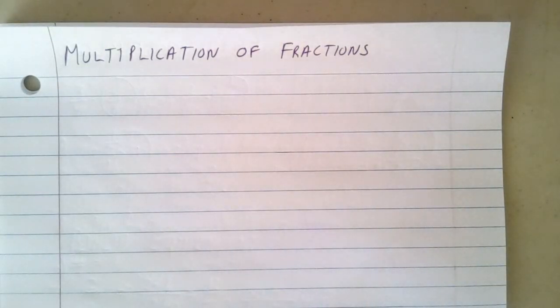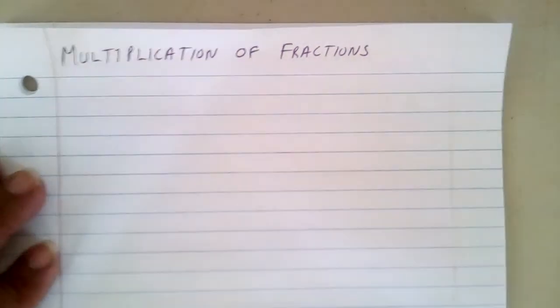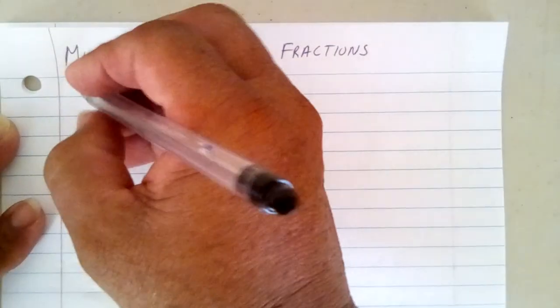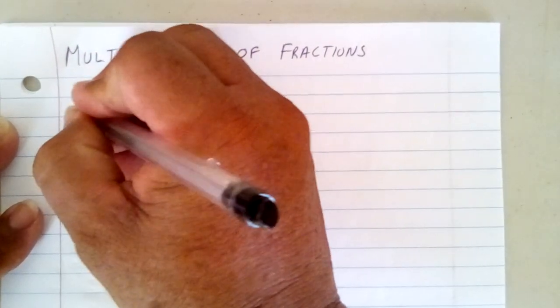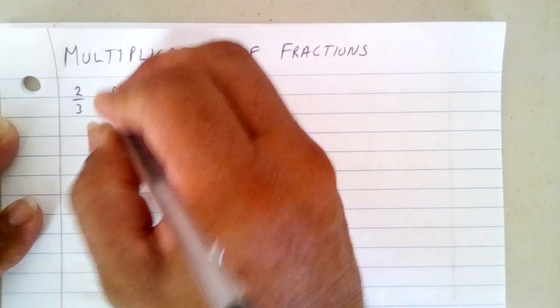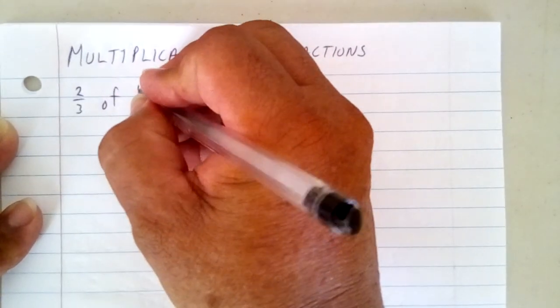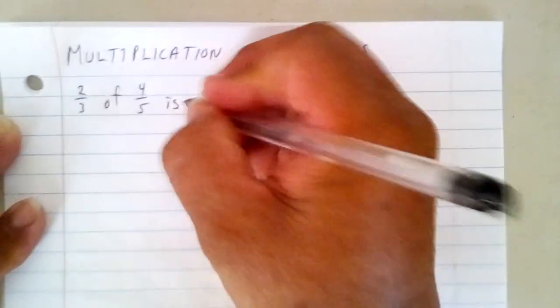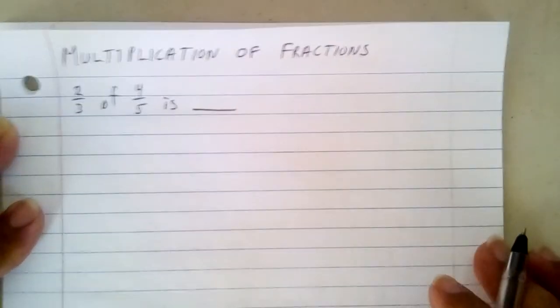Okay, in this part of the topic we'll be multiplying fractions. So first of all, we're going to start using English words, writing it in sentences, and then we'll be translating that into algebraic form or into symbols. Say for example, if I have 2/3 of say 4/5, what does that mean?